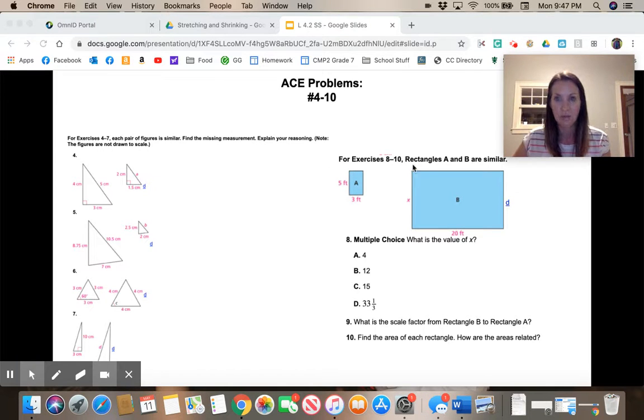And in 8 through 10, it says A and B are similar. Again, remember you have to compare short side to short side and long side to long side. 8 is multiple choice. 9 is looking for the scale factor. Find the area. How are they related?